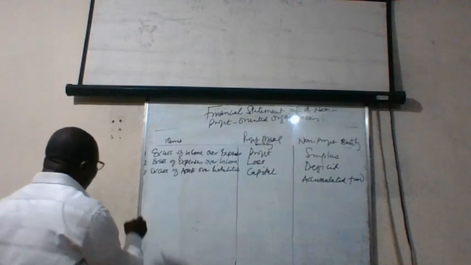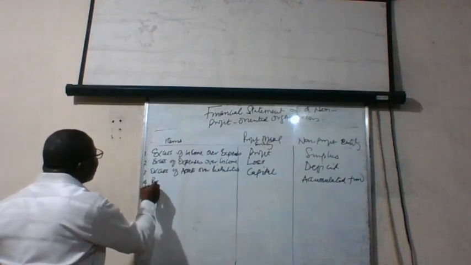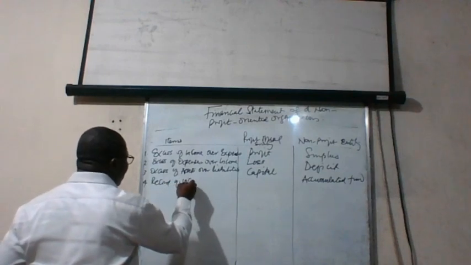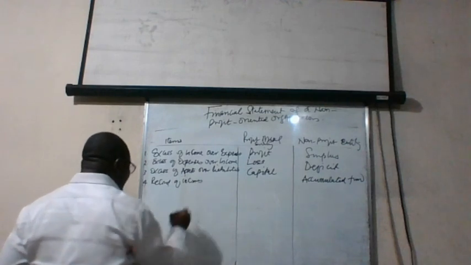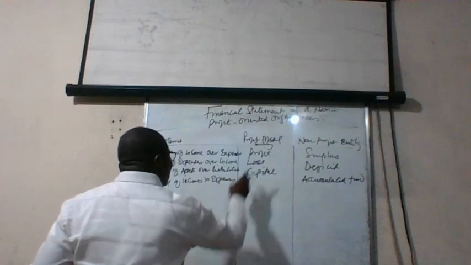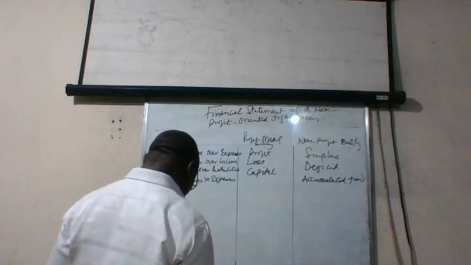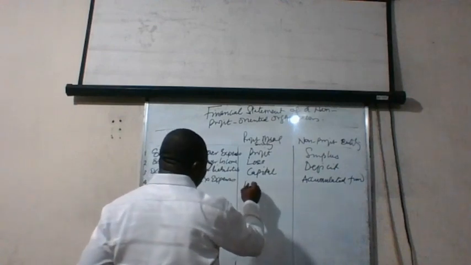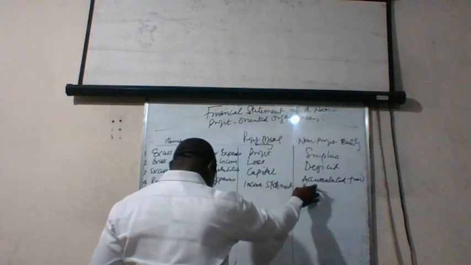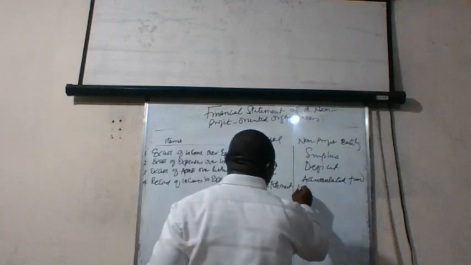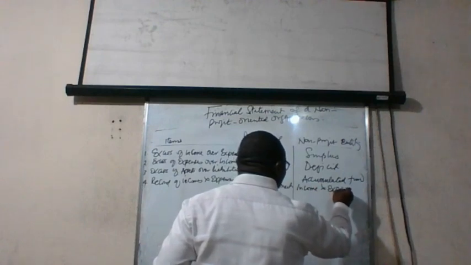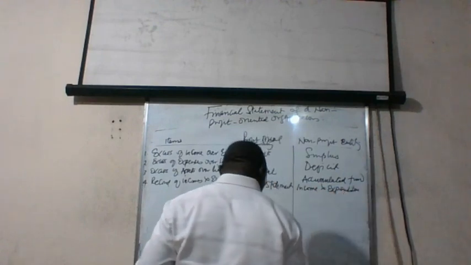Number four, records of income and expenses. This one will call it the profit or income statement, while this one will call it the income and expenditure account.